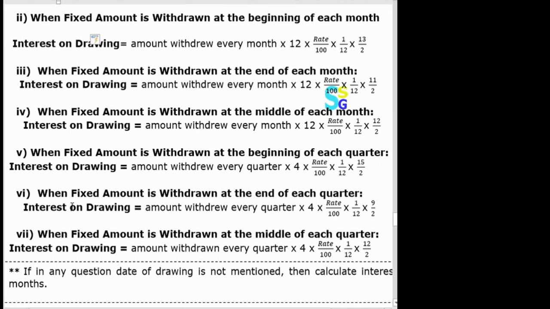Okay. In the same way, if the fixed amount is withdrawn at the end of each quarter, here we are withdrawing at the end of every quarter, the interest on drawing will again be the amount withdrawn every quarter into 4 into rate by 100 into 1 by 12 into 9 by 2. And I hope you can now derive why it is 9 by 2.